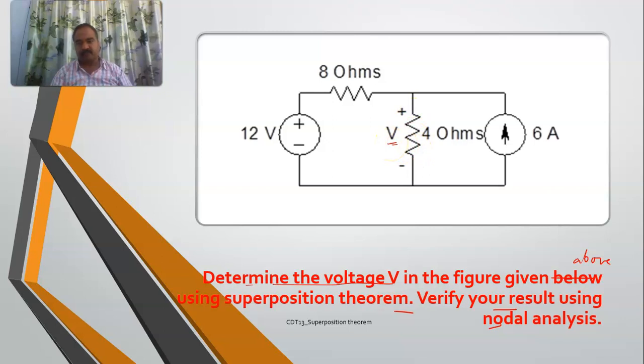If you want to apply superposition theorem, you know the very first two rules. The first one: the circuit is a linear circuit. If you carefully see, there are only linear elements, only resistors and sources available here. The second rule: whether there are a minimum of two sources or not. Yes, there are. There is one 12 volt source and the other one is a current source of 6 amperes. So now let us apply superposition theorem and then we will verify it.